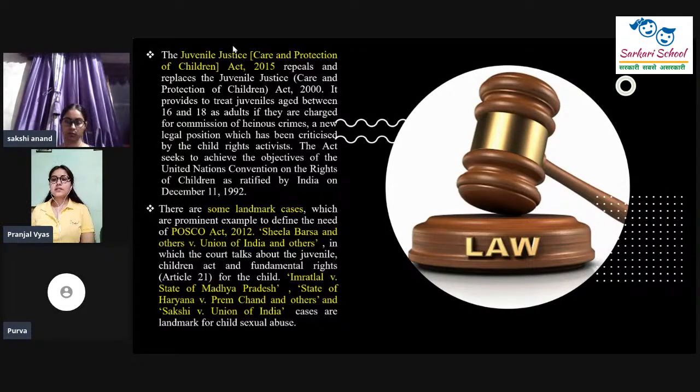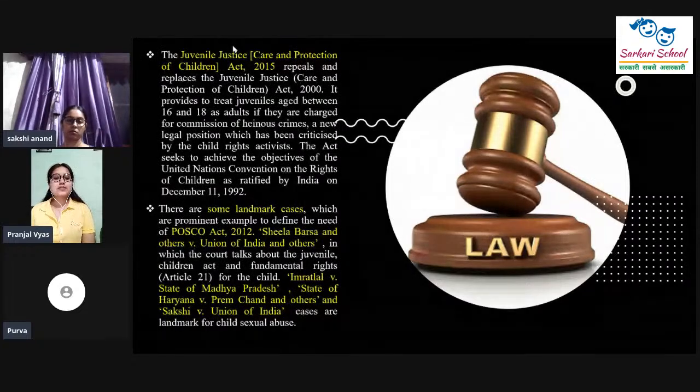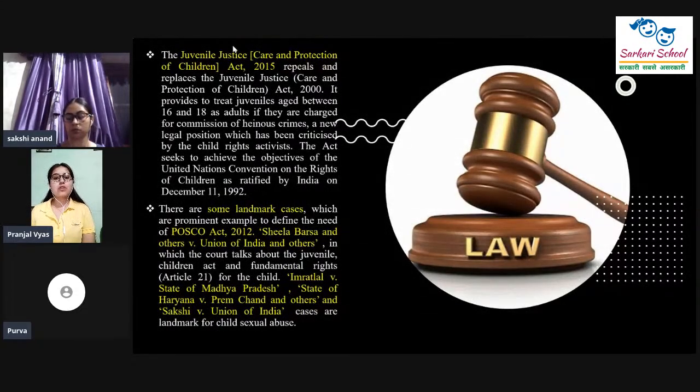So, our next topic is the Juvenile Justice Care and Protection Act 2015. The Juvenile Justice Care and Protection Act 2000 has been replaced by the Juvenile Justice Care and Protection Act 2015, which came into force on 15th of January 2016.